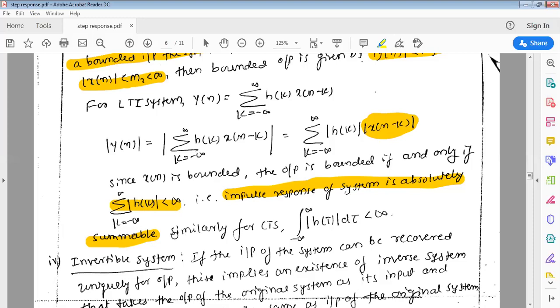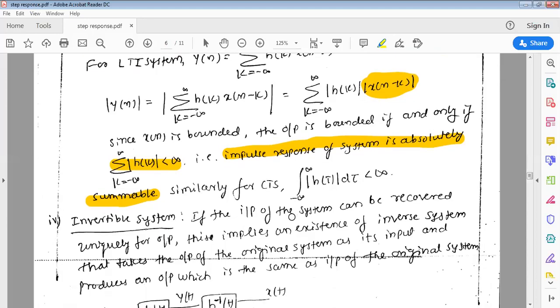I have written this for discrete time systems. For continuous time systems, what happens? Summation gets replaced by integration, and h of k is replaced by the integral of the absolute value of h of tau d tau, which is less than infinity. This is the one line that you have to understand: the impulse response of a system should be absolutely summable to say that the system is stable.